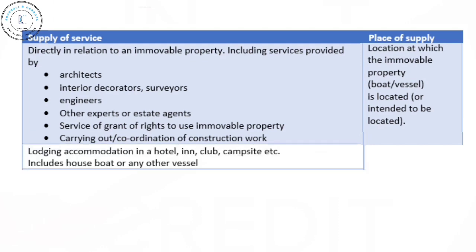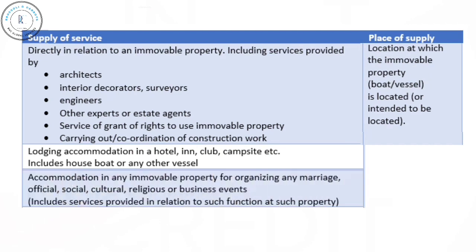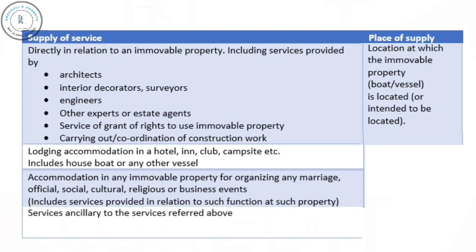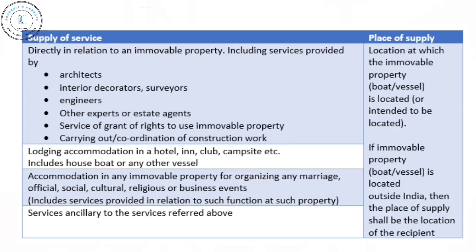Lodging accommodation in a hotel, club, campsite, etc. Includes houseboat, or any other vessel. Accommodation in any immovable property for organizing any marriage, official, cultural, social, religious, or business events. Includes services provided in relation to such function at such property. Services ancillary to the services referred above. If the immovable property, boat, or vessel is located outside India, then the place of supply shall be the location of the recipient. Examples.